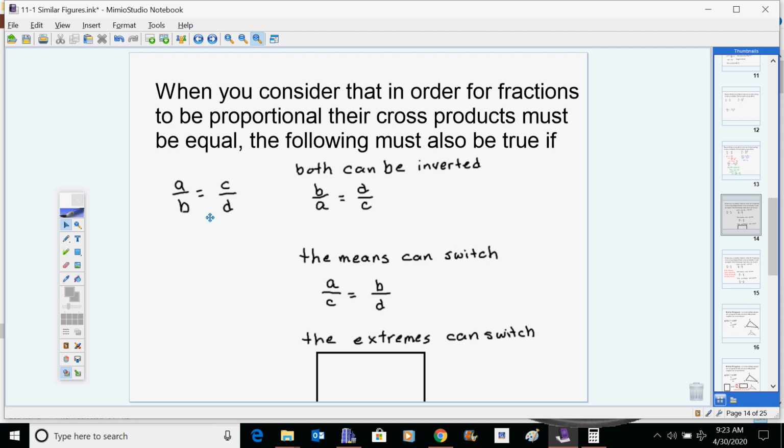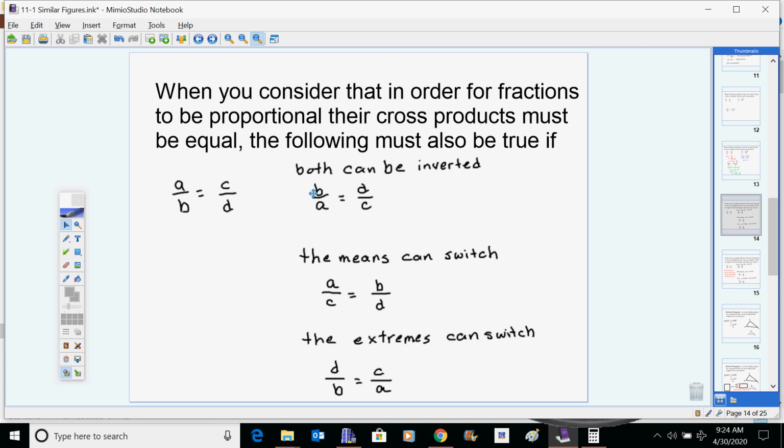These two can switch because when you cross multiply, you're getting the same thing. And the extremes can switch. Okay? D and A can switch locations. That's fine because these two still work. What can't happen is you can't flip over one side and not flip over the other side. Because if I flip this over to b over a, then instead of having b times c, I'd have b times d, and that would be a whole different problem. So it does matter where your numbers go.